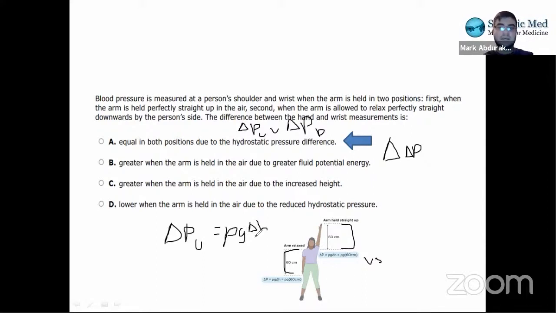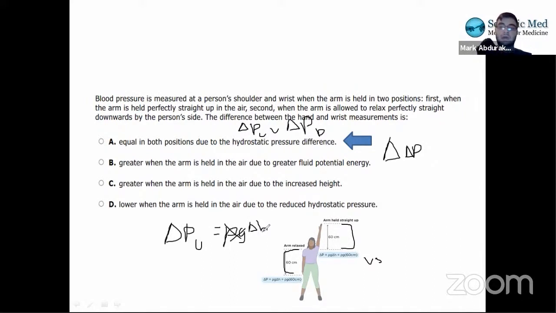We don't care. It's the same no matter which position your hand's in, which part of the body you're in, the density of the blood is the same. We're assuming g is also the same. Doesn't matter if your hand's up here. If you're looking at the shoulder, the wrist, g is always the same. So these two don't really matter. We're only really looking at delta H.